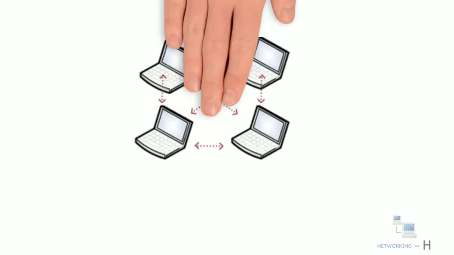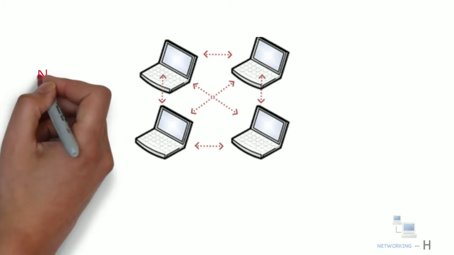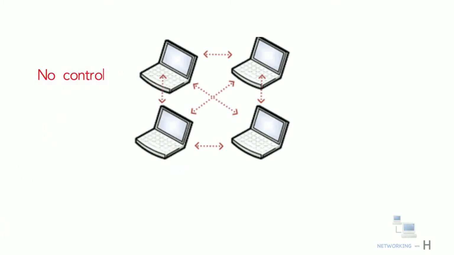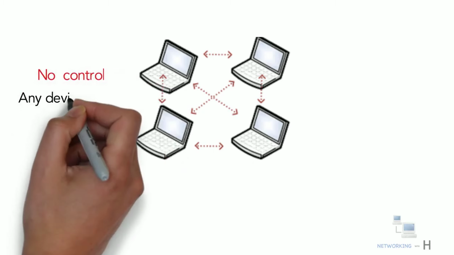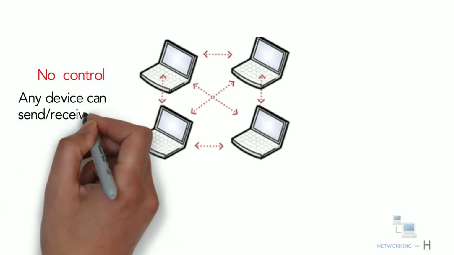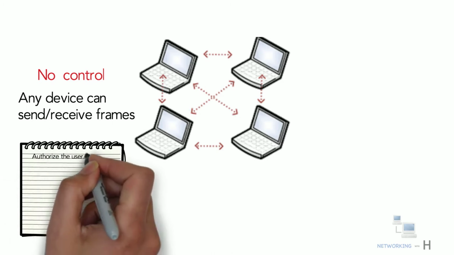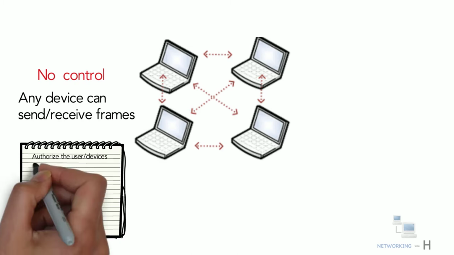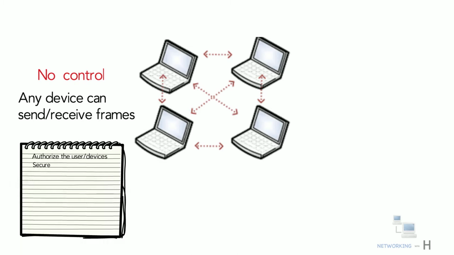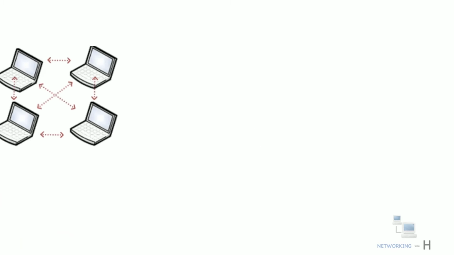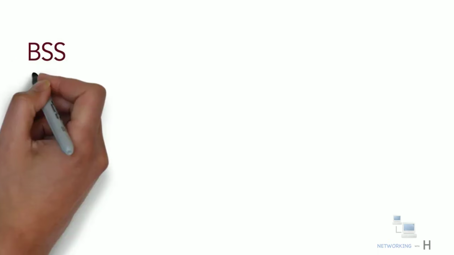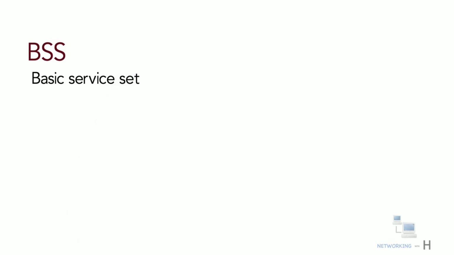At the most basic level, there is no such control over the number of devices that can send and receive frames. Any device with a wireless connection can power up at any time and try to communicate. So there should be a process to authorize the user or devices and secure them. This is where the BSS comes into the picture. The 802.11 standard calls this a basic service set.